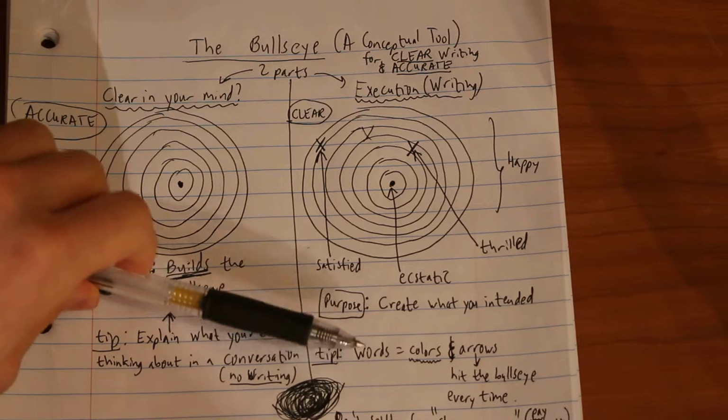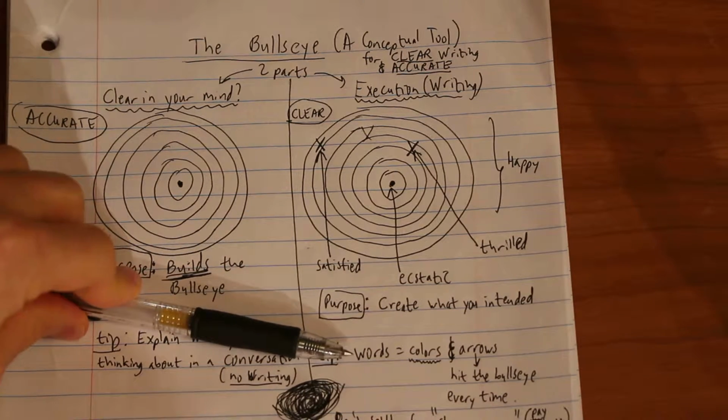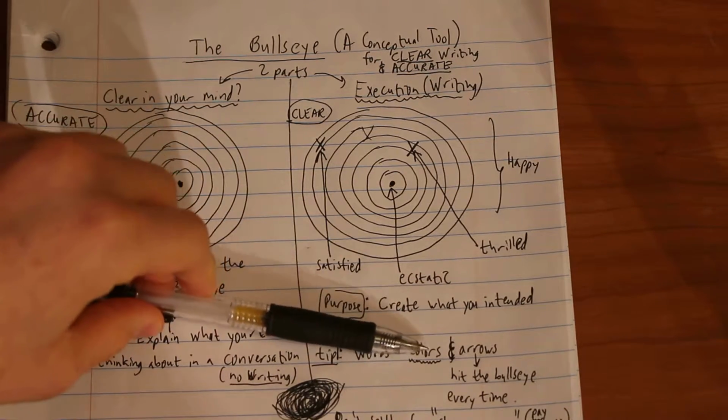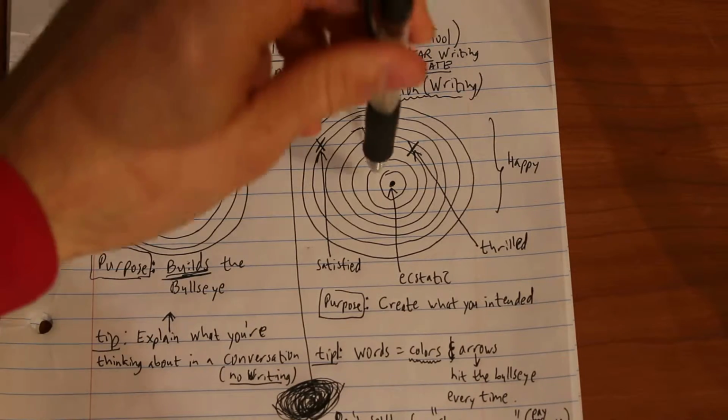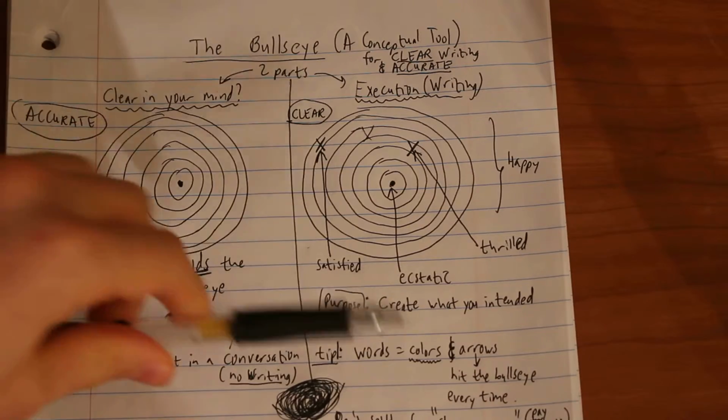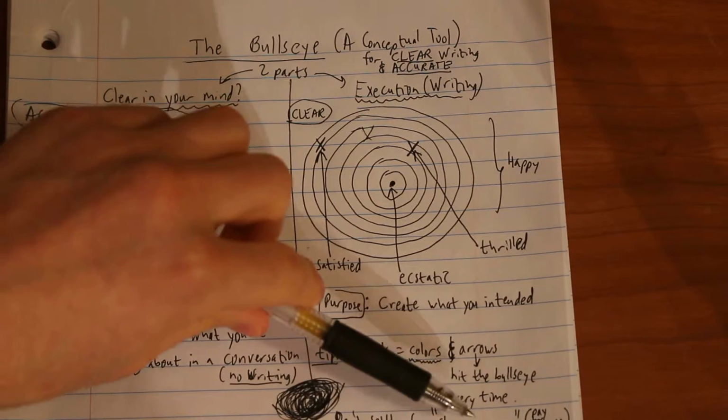You can think of words as colors, just like a painter uses the exact color he or she wants. Or you could think of these as arrows. You want to hit the bullseye every time when you're writing. So if you have something in mind, tell us exactly what you have in mind. Don't settle for close enough.